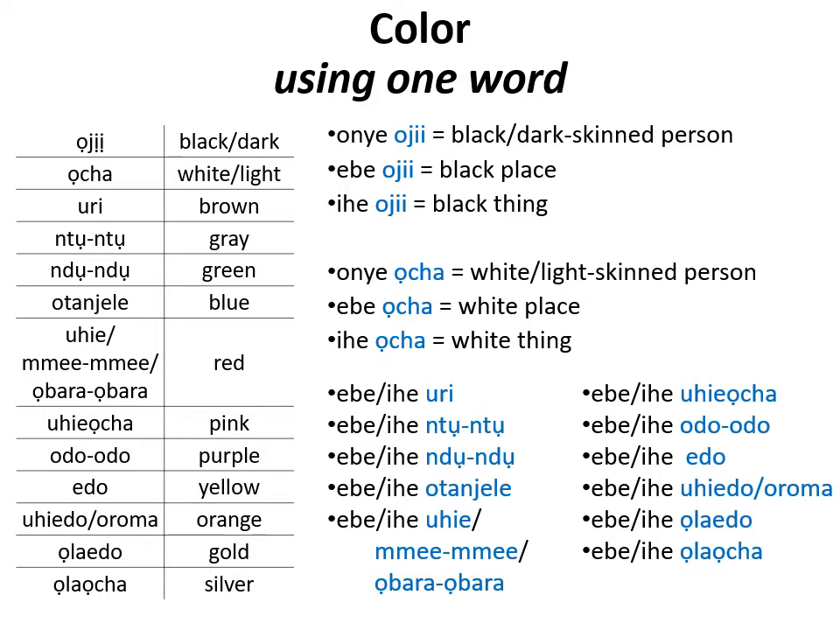Now, using all the other colors, let's describe a place or a thing. It's unusual that you would describe someone as a color that's not oji or ocha, so I'm keeping these examples specific to a place or a thing. Eburi or ihuri is like a brown place or a brown thing. Ebentuntu, ihentuntu, a green place or a green thing. Ihendundu, ebendundu. Ebe otanjele, ihe otanjele. Ebe uhie, or ebe meme, or ebe obara obara. Or ihe uhie, or ihe meme, or ihe obara obara.